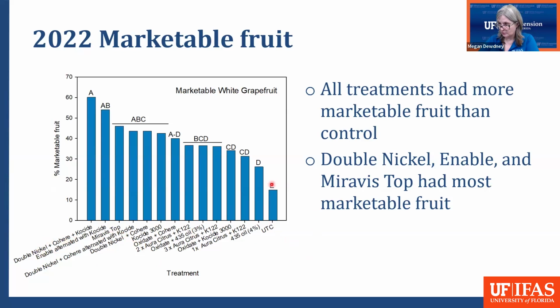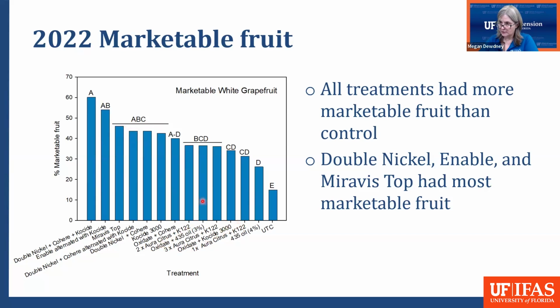As you would expect, the untreated control had only about 15% of the fruit being marketable. The oil was 25%, so not terribly amazing. Our best treatment, the double nickel, Cohere, and Coside, had about 60% of the fruit that were marketable. Enable was sort of around 55%, and then several of these others like Moravis Top, the alternate, and the straight Cohere, and then Coside 3000 were all equivalent in terms of marketability.